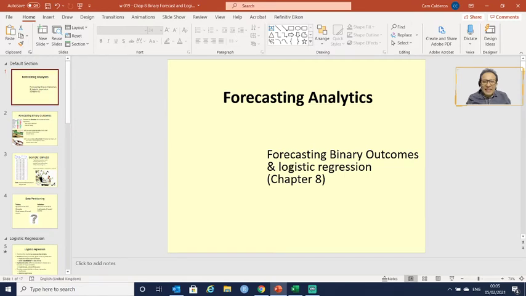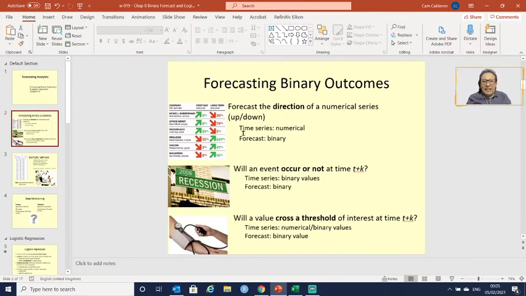Forecasting analytics. We are going to use chapter 8 of our textbook, and this is about forecasting binary outcomes and logistic regression. So we are going to perform a forecast of a binary outcome. Again, a binary outcome is a yes or no. We want to know to what extent it is going to be yes, or to what extent it is going to be no, the other result, right? Okay, so here we are.